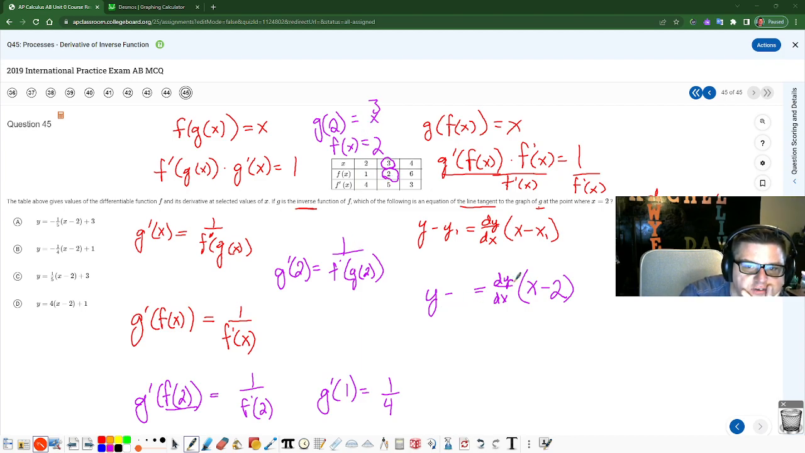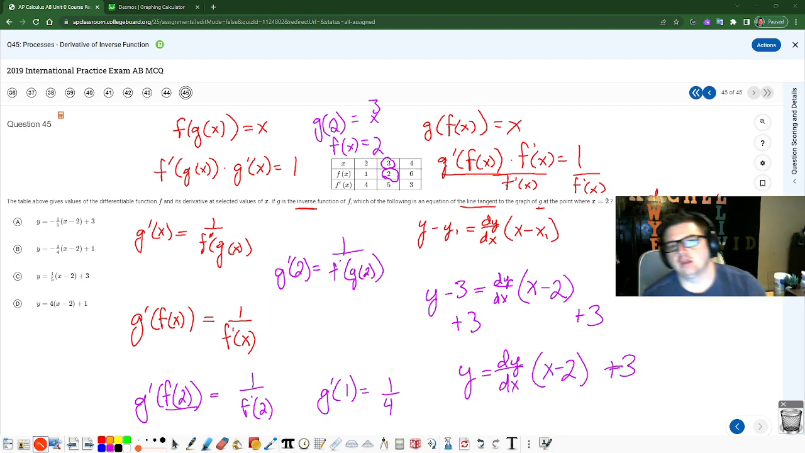So then g of 2 is going to be 3, which will be plus 3 on both sides. So then I get y equals dy over dx times x minus 2 plus 3. Because remember the inverse relationship, whatever I plug into here, inside of my function, I should get x out. So g of 2 is going to be equal to the x value of what f of 2 actually is. That's how that inverse relationship works.